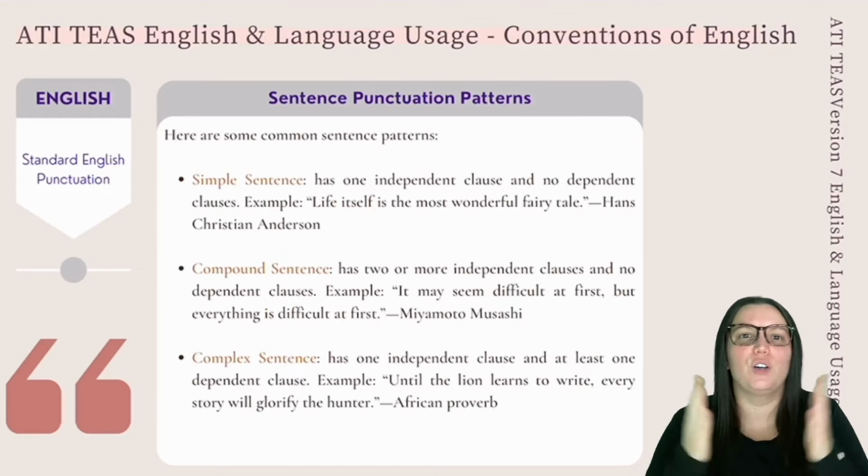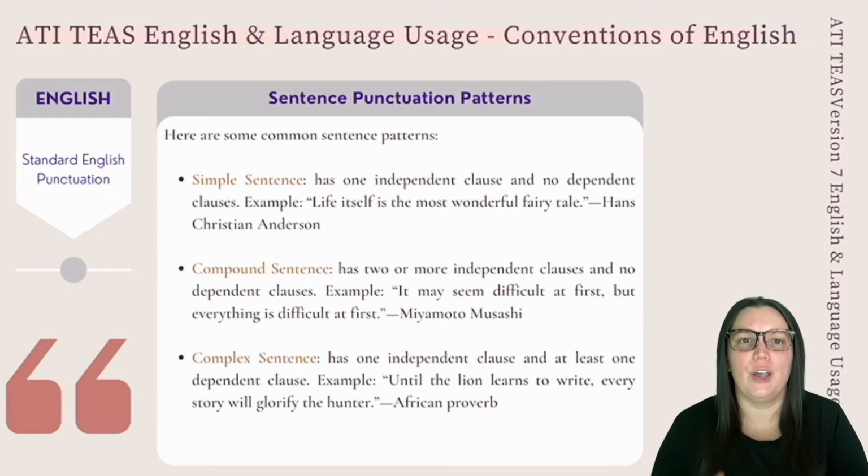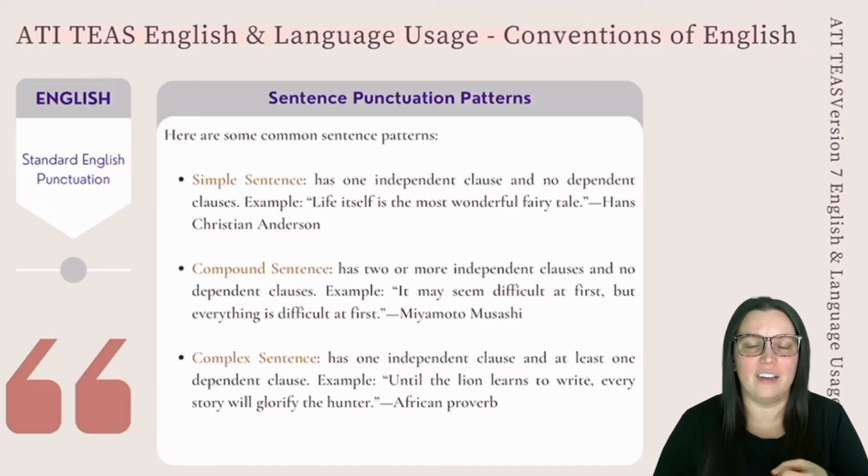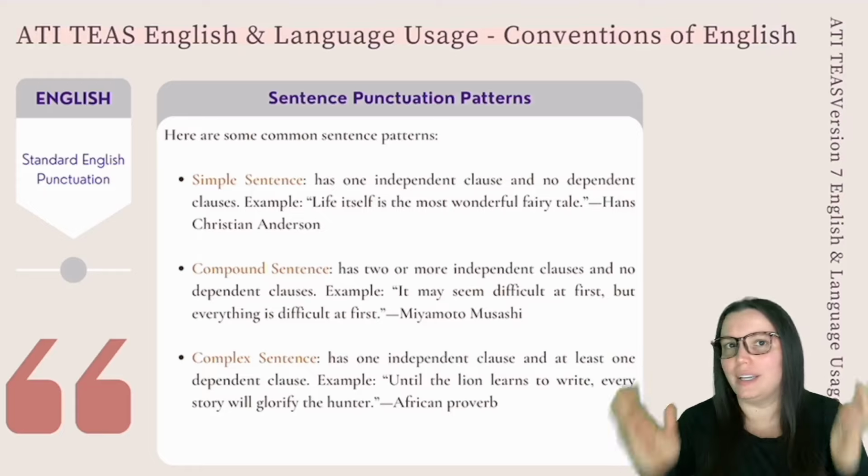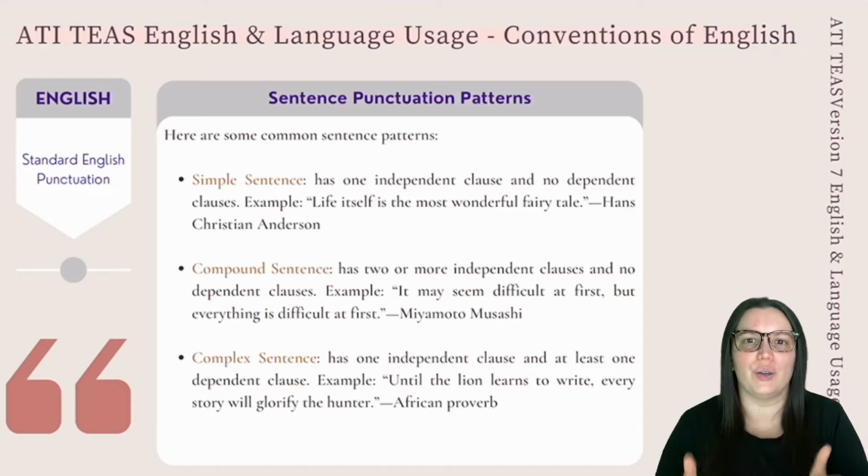So here is a list of common sentence patterns. We have simple, compound, and complex sentences. Starting with our simple sentence, this sentence has one independent clause and no dependent clauses. It stands on its own.